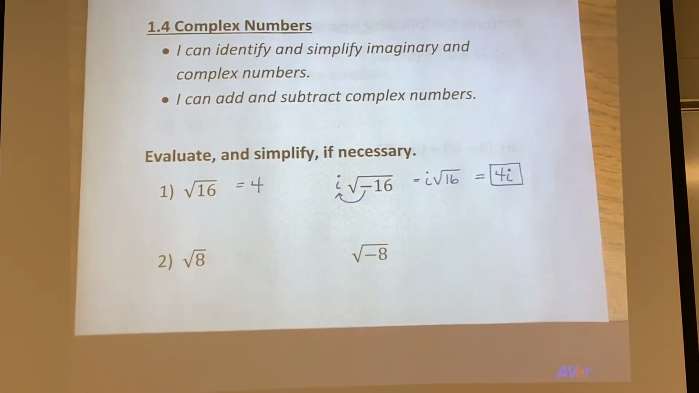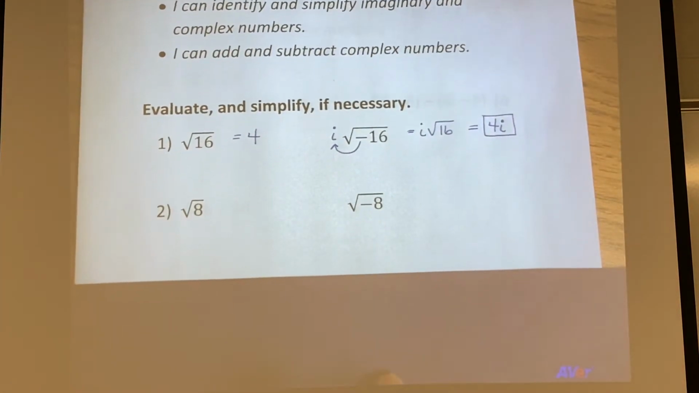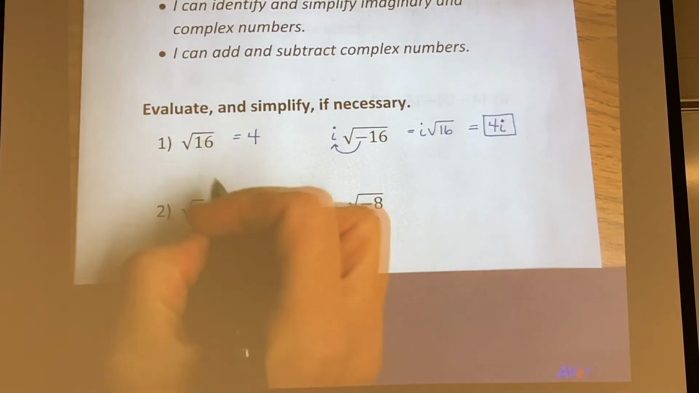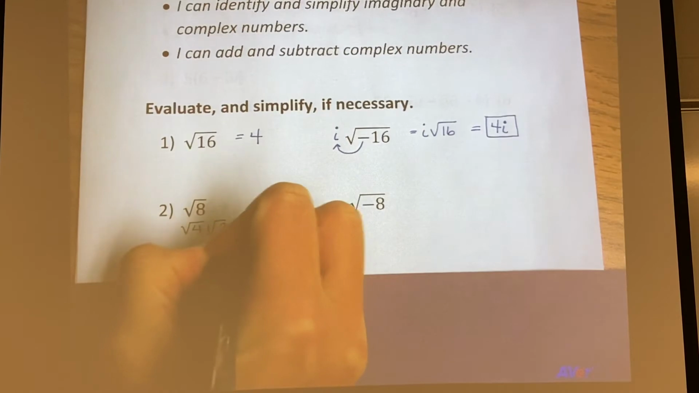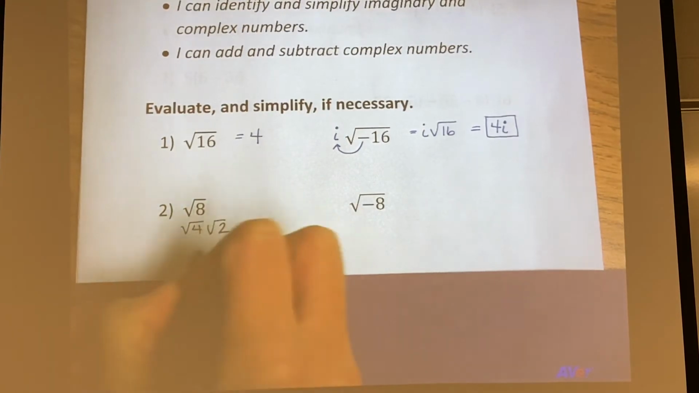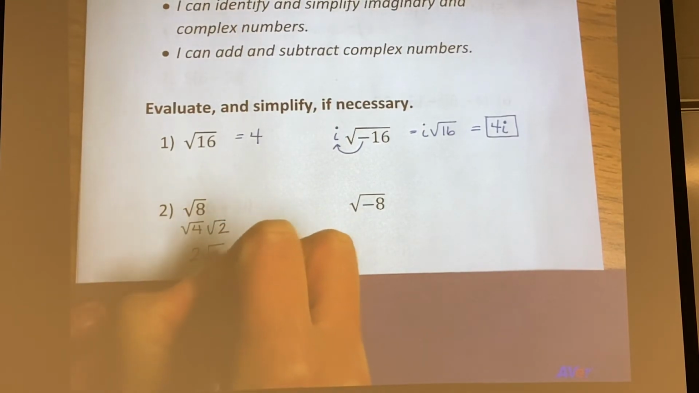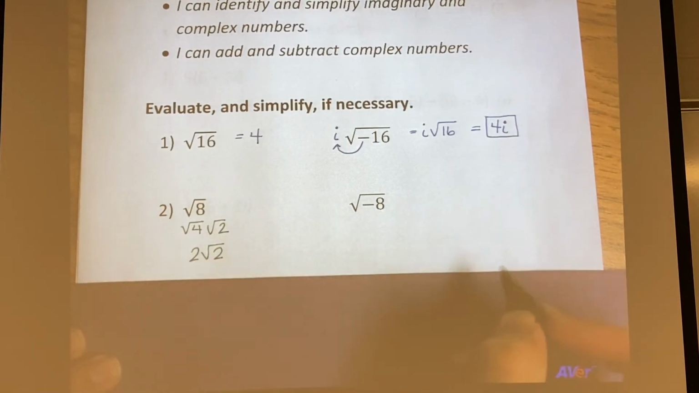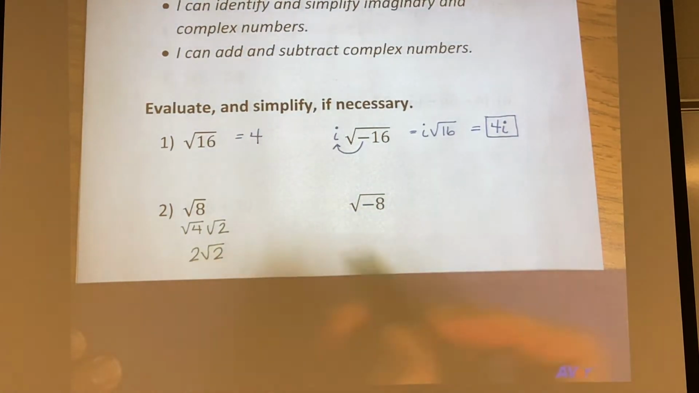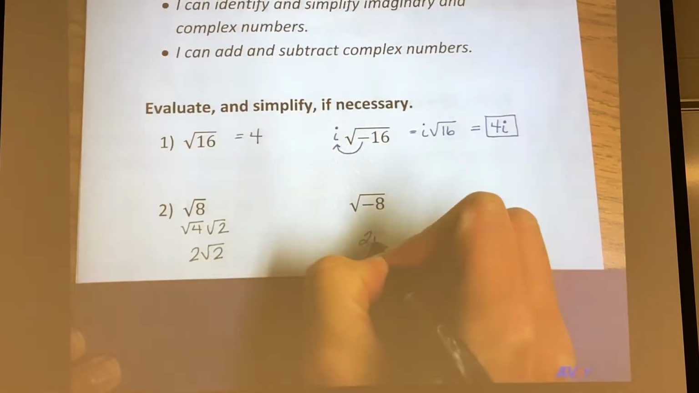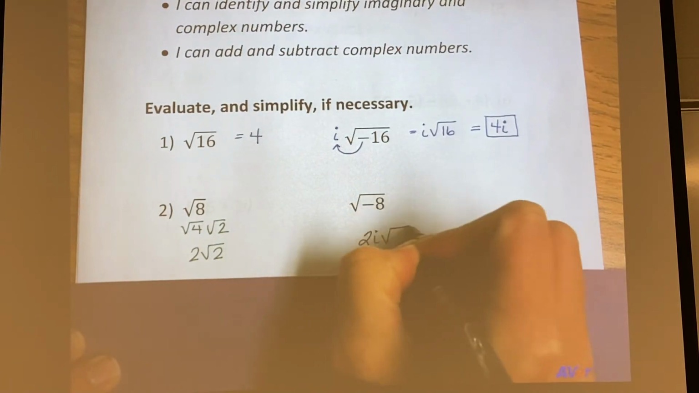Let's try it again with a non-perfect square. We have the square root of 8, which we would need to break down, find a perfect square that goes into it, which is 4. 4 goes into it 2 times. So we get 2 radical 2. So when we have the square root of negative 8, same thing. The negative is going to come on the outside and be with the 2 that was already on the outside as an i. So 2i radical 2.